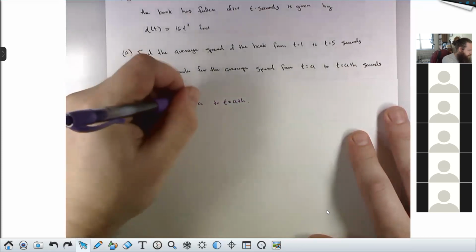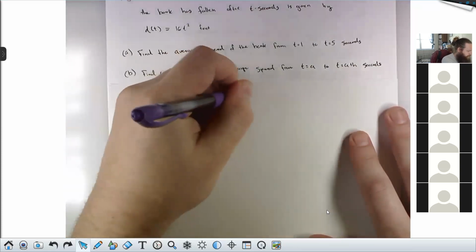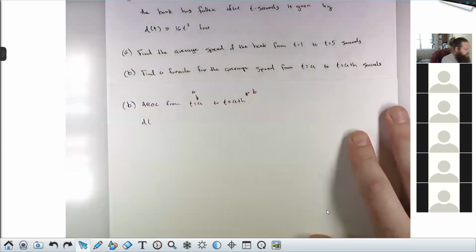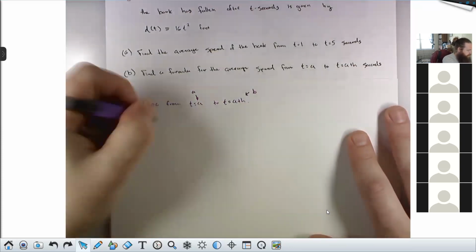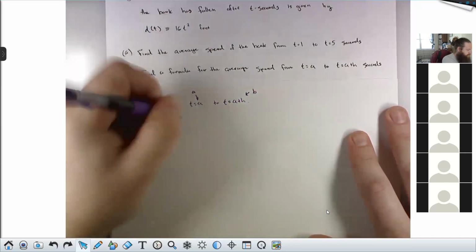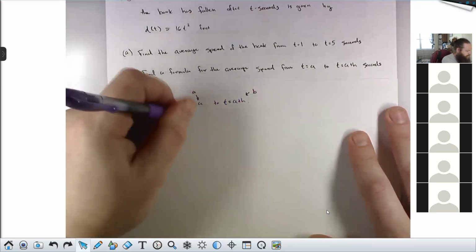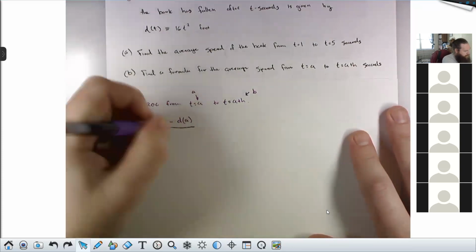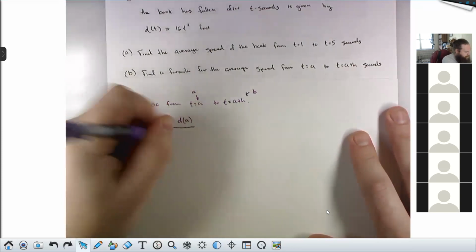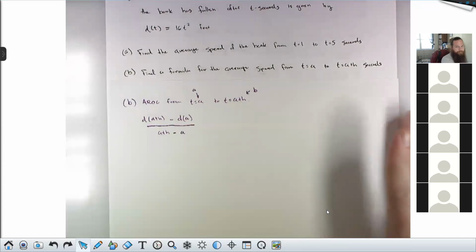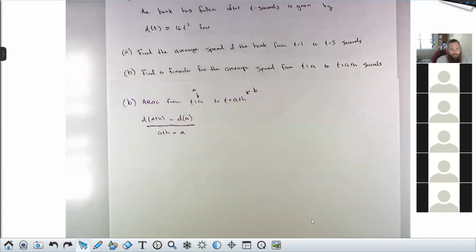So here a is a, and b is a plus h. So this is d of a plus h minus d of a, all divided by a plus h minus a. The same recipe, right? f of b minus f of a over b minus a. It's just that instead of f, now my function is called d, and my b value is this generic a plus h thing.